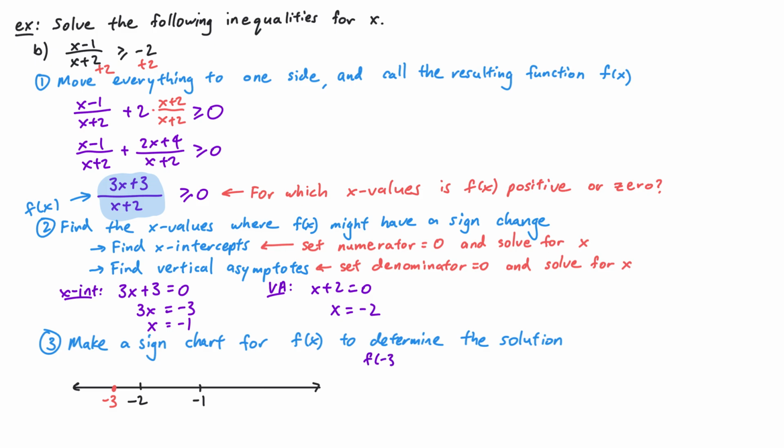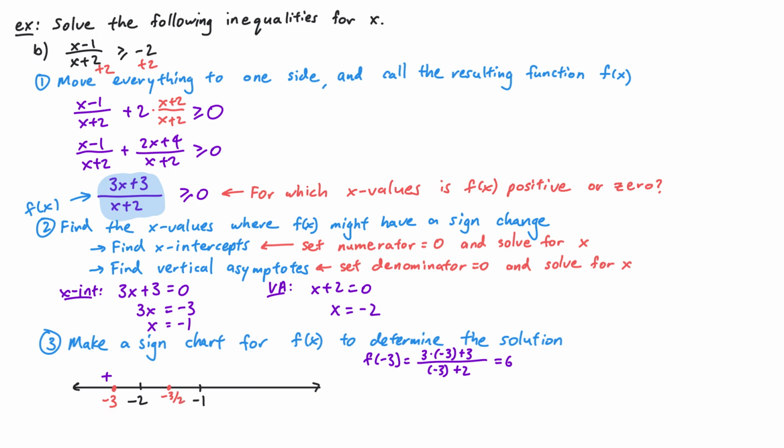f of negative 3 is going to be 3 times negative 3 plus 3 divided by negative 3 plus 2. Evaluating this, we end up with 6, which is a positive number. So on our sign chart, on this first interval, we're going to draw a plus sign. For our second interval, we're looking at the x values from negative 2 to negative 1. Now, there's no whole number between negative 2 and negative 1, so we'll have to go with a fraction. We can pick something like negative 1.5 or negative 3 halves.